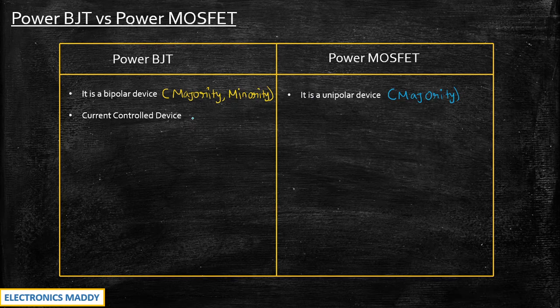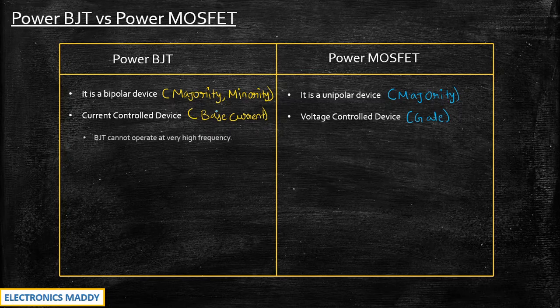Power BJT is a current control device. So how do we say that? Because we used to control the base current when we saw the characteristics. So that is why it is a current control device. Whereas a power MOSFET is a voltage control device. Over here, what we will be doing is we will be controlling the gate voltage, and that is why it is a voltage control device.